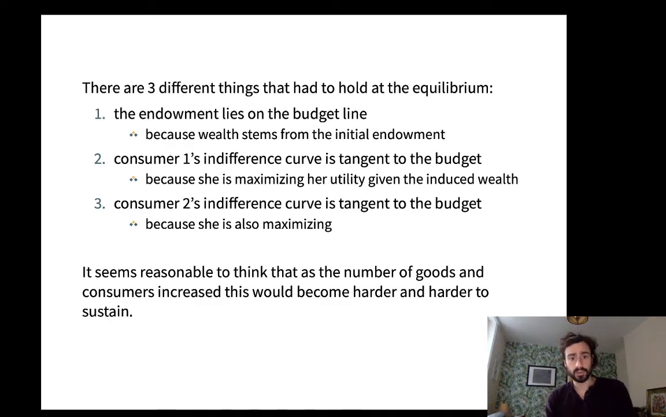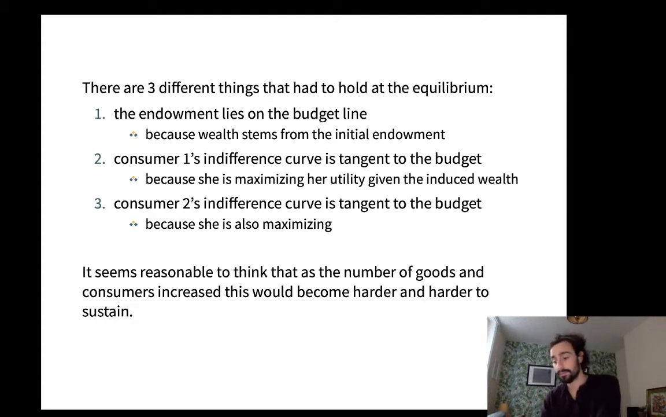And so it's worth noting that three things have to hold at equilibrium. One, the initial endowment of the consumers must lie on the budget line. That's because wealth stems from the initial endowment. So if I go to the market and I sell everything at a given price, it must be possible that I can buy everything back that I just sold, right?